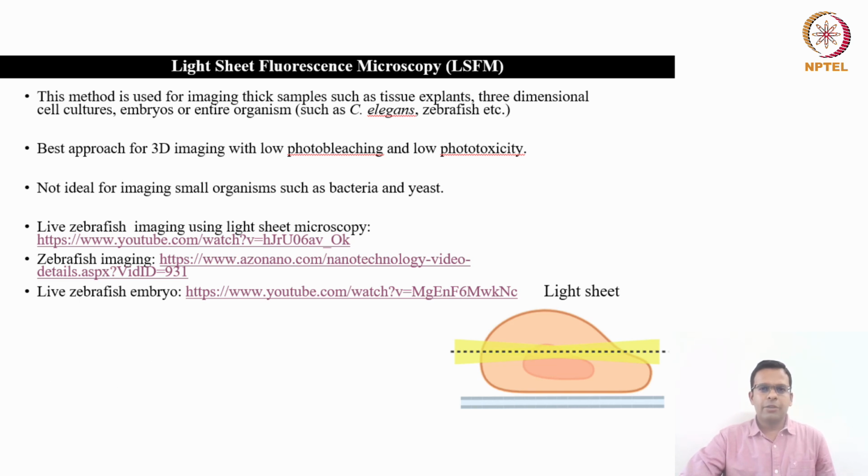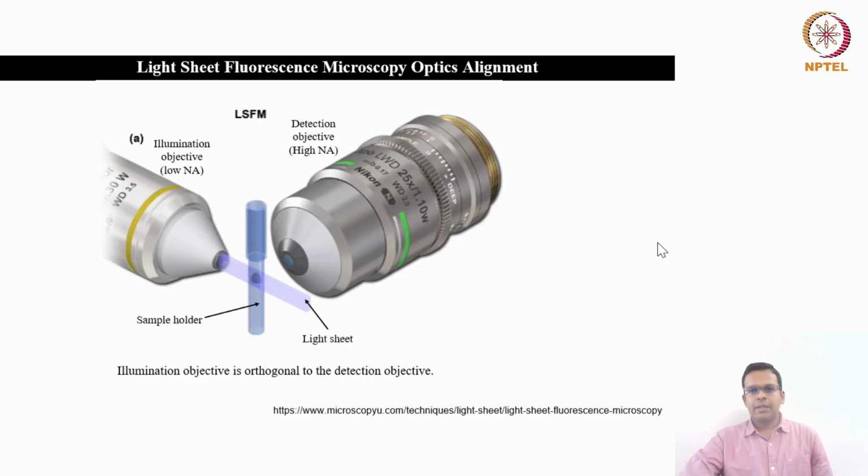So how does this light sheet microscopy work? So here you can see the optics alignment for the light sheet microscope. If you see the light sheet microscope, you will find that there are two objective lenses perpendicular to each other. Okay. So for other types of microscopy, you just need one objective at a time. But for light sheet microscopy, you need two objective lenses. So the first objective is known as the illumination objective, which is generally of low numerical aperture. And the other one is the detection objective, which is generally of a high numerical aperture.